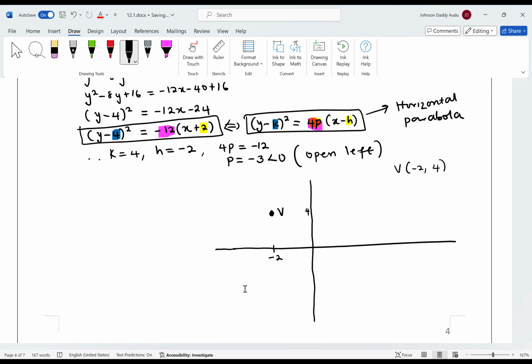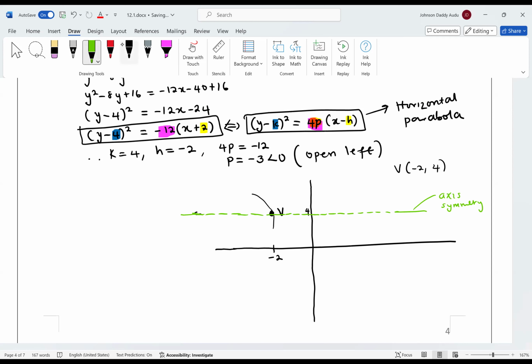Since it's a horizontal parabola, we know this is going to be our axis, because it's going to open to the left. So it's going to be something like this. So this line is going to pass through the vertex. This is going to be our axis of symmetry. You can see our axis of symmetry now is a horizontal line. It's just going to be y equals k.